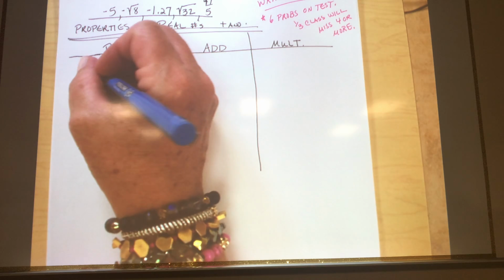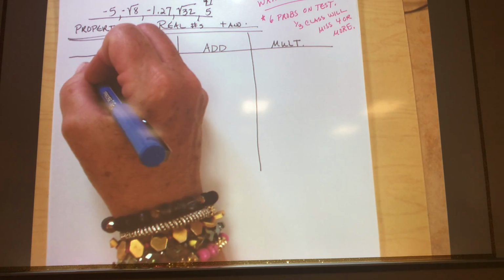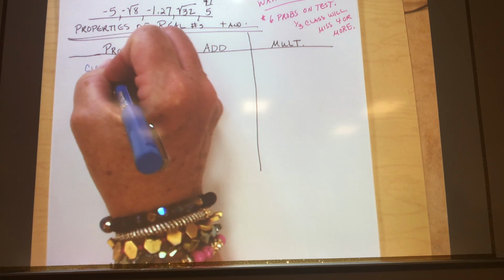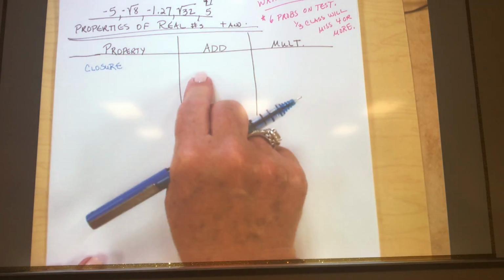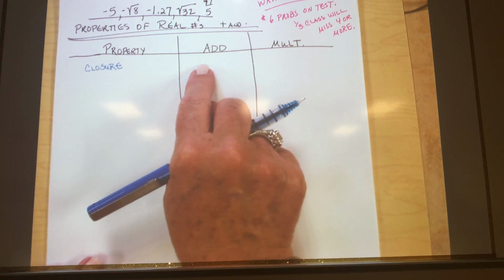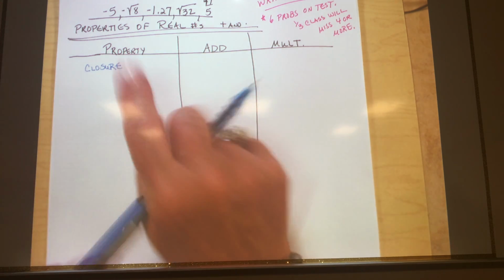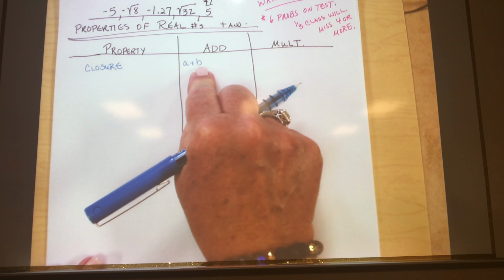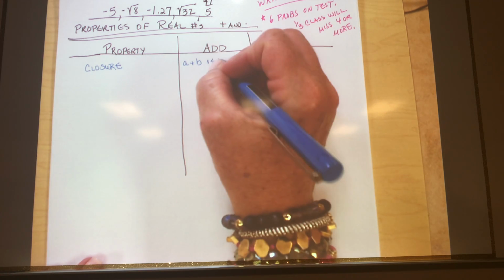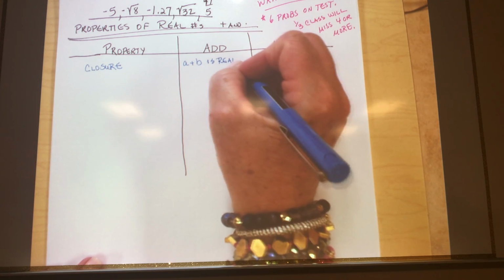Okay, so the first property that we're going to talk about is closure. The property of closure. The addition property of closure says if you add 2 real numbers, you're going to get a real number. So A plus B, I add any 2 real numbers, it is a real number.